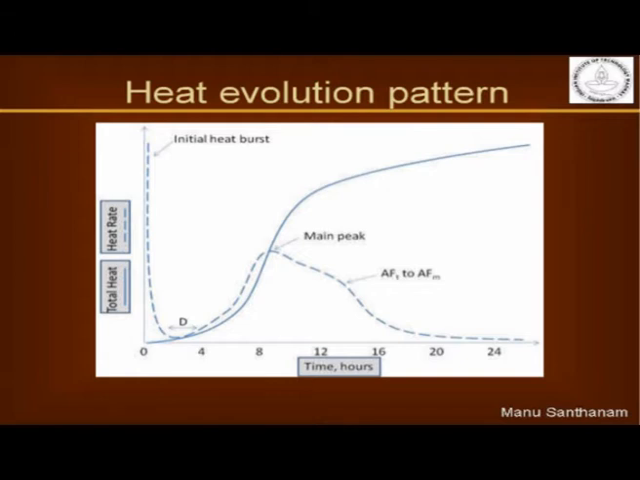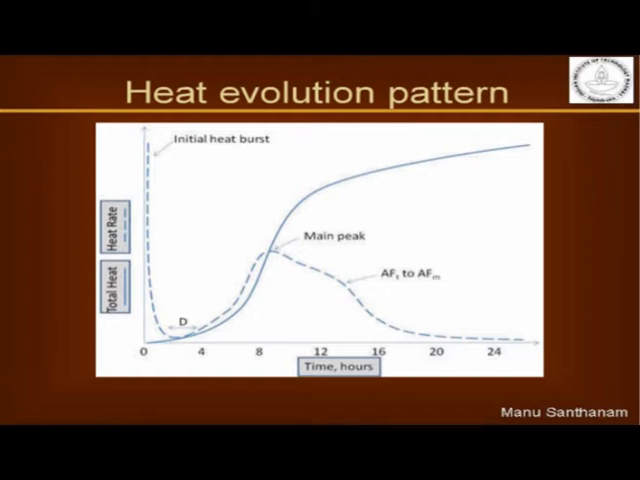So if you look at the rate of heat evolution, as soon as cement and water come into contact, there is a very high heat liberation, which is also known as the initial heat burst. Okay, so what is happening here? As soon as you are wetting the cement particles, there is an immediate reaction that is happening, and we call that the heat of wetting. So that is actually generating a very large rate of heat.